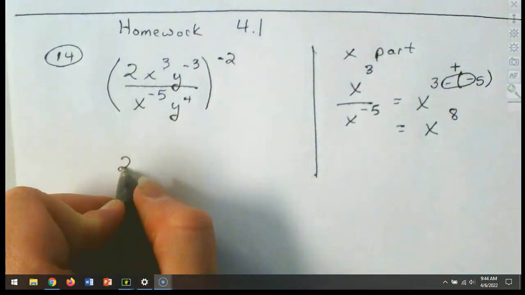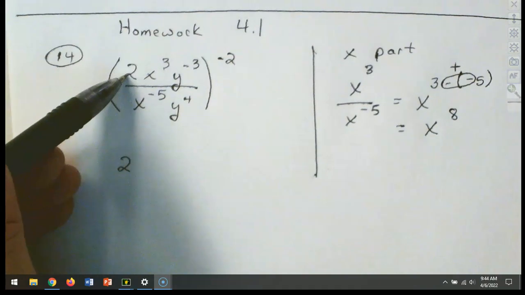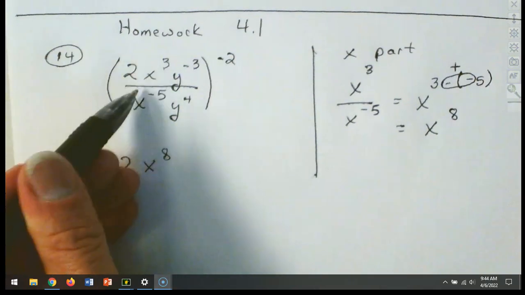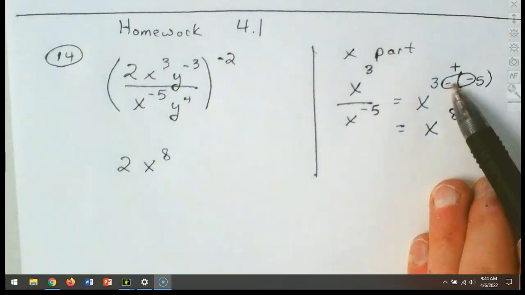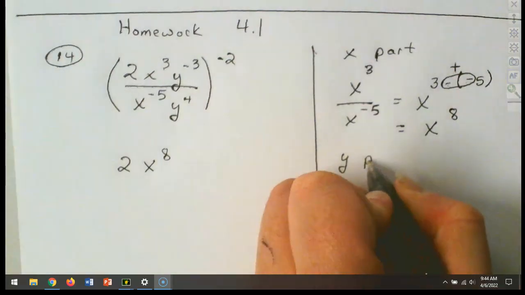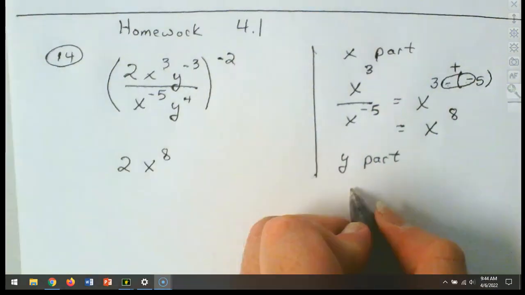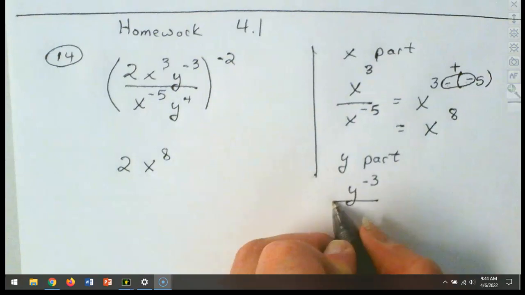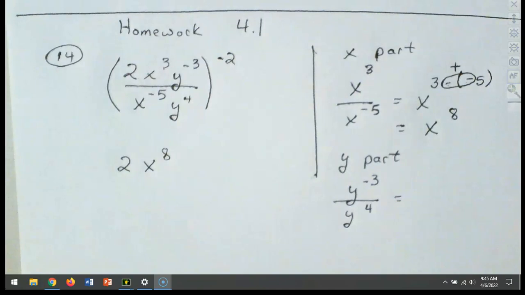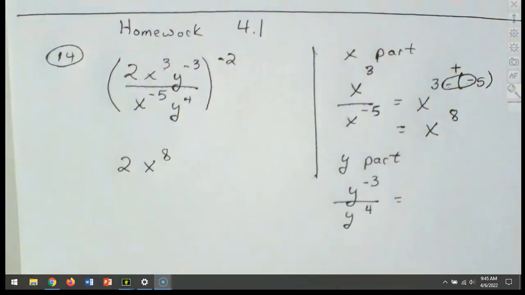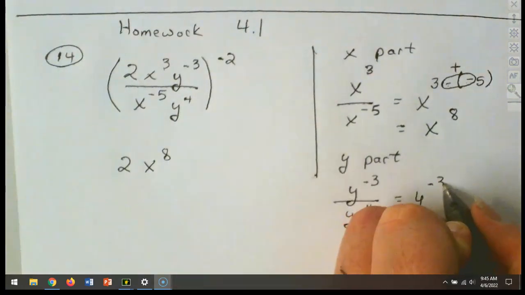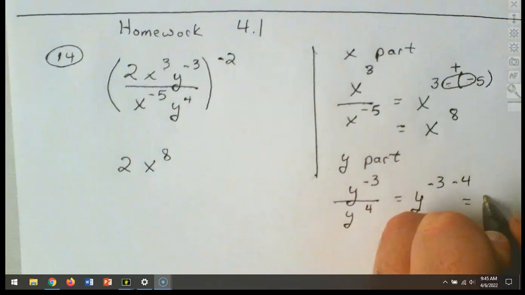I'm going to write down the 2 because there's nothing to go with the 2. We've got an x to the 8th because that is my x part, right? All I did was I subtracted them. And when you subtract off a negative, it becomes positive. What about the y part? For the y part, we have y to the negative third over y to the fourth. Again, quotient rule. We didn't do a lot of quotient rules. That's why I picked this one. Quotient rule, we are subtracting. So that's going to be y to the minus 3 minus 4, which makes it y to the negative 7.